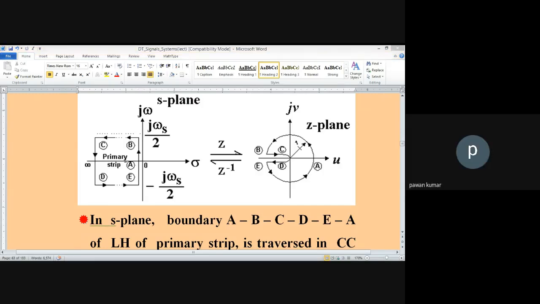The point A is at the origin. Yes, because we are traversing along the boundary, it has to be at the origin. Then we'll travel along the j omega axis up to j omega s by 2, travel leftward, then come down. As we reach sigma equal to minus infinity, we come down. Then on coming down, ultimately we reach minus j omega s by 2, which is another boundary of the left half. Then we travel right, reach the j omega axis, then travel up to end at the origin.